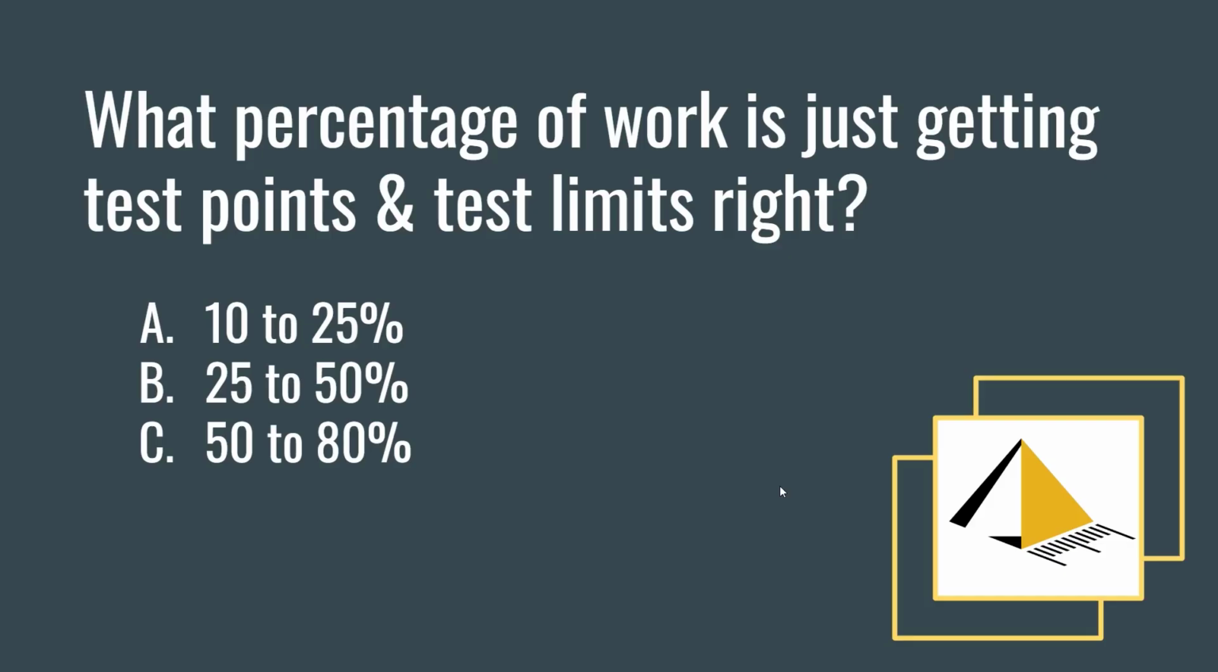So let me start off with another question. When you're writing automation, what percentage of the overall work of getting an automated procedure up and running is just getting the test points and the upper and lower limits correct? You can go ahead and throw those in the chat or shout them out.